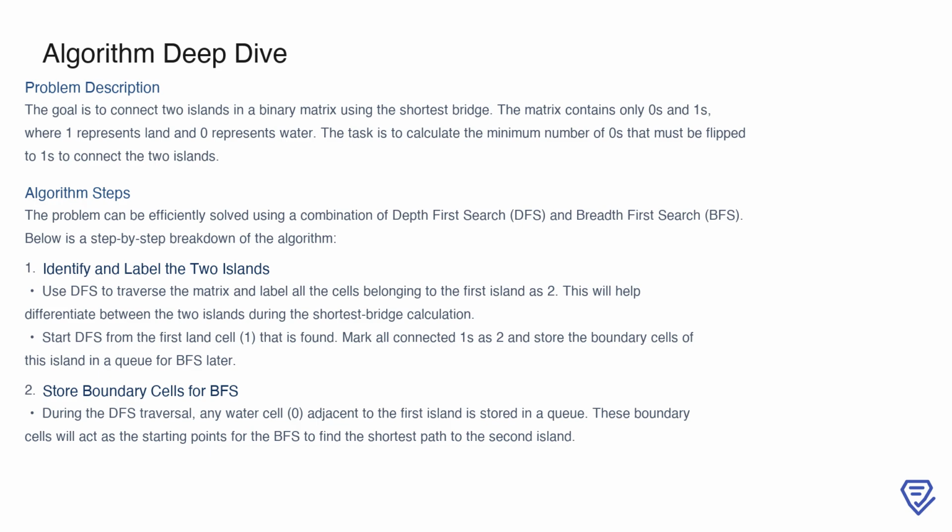In the first step, we identify and label the two islands. Using DFS, we traverse through the matrix, starting with the first land cell we encounter. We mark all the connected cells of this first island with a new label, such as 2, to differentiate it from the second island. During this traversal, we also gather all the water cells immediately surrounding the first island. These boundary cells will form the starting points for the BFS, which will help us calculate the shortest path to the second island.